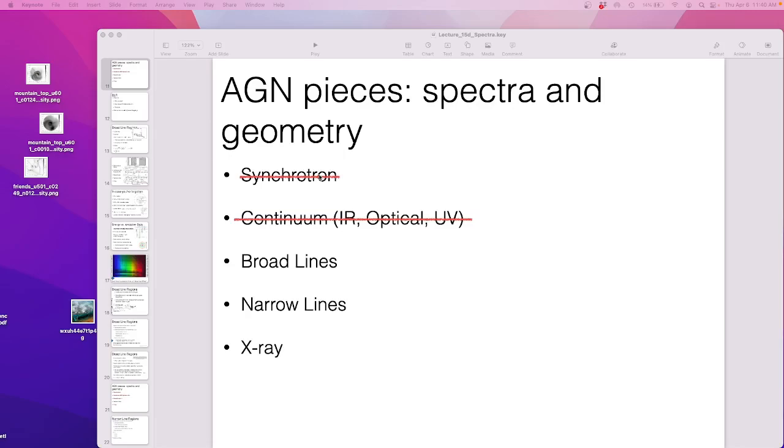So we're talking about the various pieces of the spectrum of an AGN, going from the radio, at the long wavelength, low energy photons, all the way up through the X-ray. So next we're going to talk. So we talked about synchrotron. Synchrotron is hot electrons spiraling around magnetic fields. They give you radio photons.